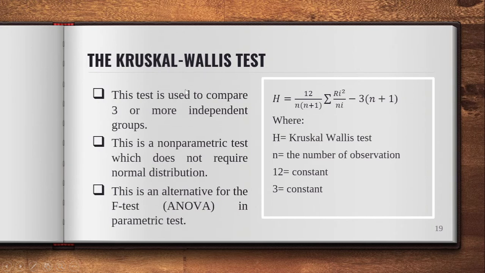So in the Kruskal-Wallis test, we have the formula H is equal to 12 over N times N plus 1, the summation of R sub i squared over N sub i, minus 3 times N plus 1, where H is the Kruskal-Wallis test statistic, N is the number of observations, 12 is a constant, and 3 is a constant.